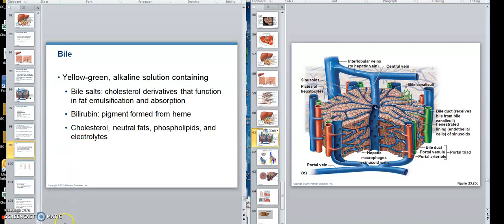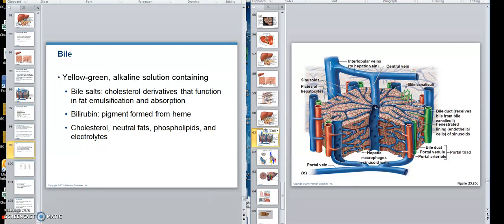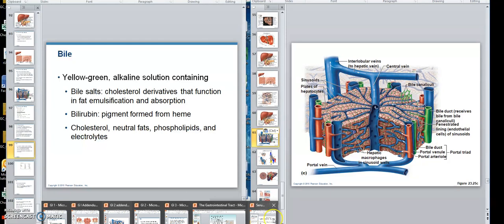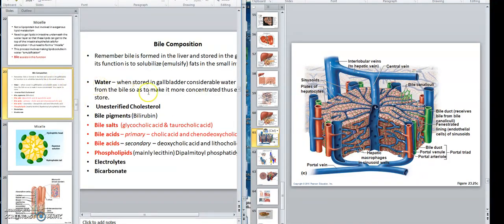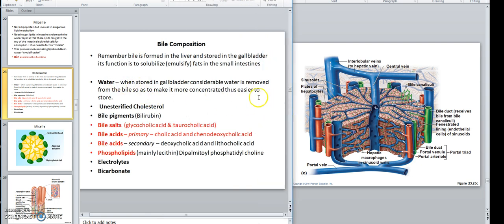Now, I brought up bile before. I'm going to go to another PowerPoint, and that PowerPoint is my serum lipid transport, which you would have seen. Right here is the composition of bile. In bile, we have water. Now, the bile in the gallbladder has had a lot of water removed, so you can store it. It's more concentrated. But you have unesterified cholesterol and bile pigments. That was the bilirubin.